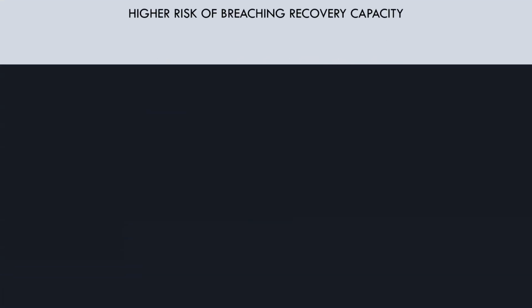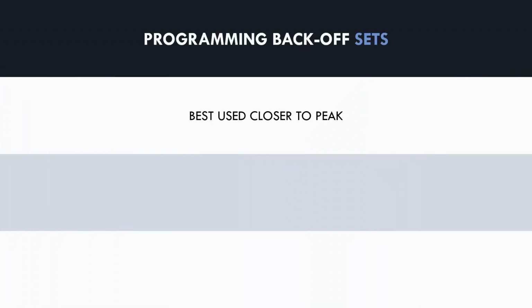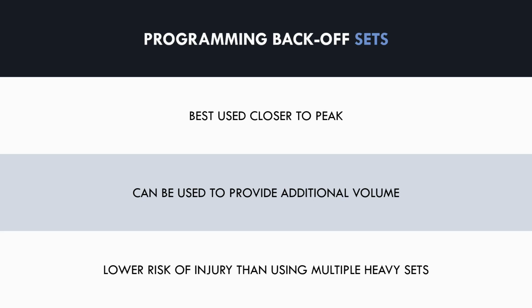So how can back offsets be practically implemented into a training program? Back offsets are generally best to use closer to when an athlete wants to peak for their max strength. This is because heavier loads will be used at this time, which is where we run into the issue of achieving enough volume. So in this case, back offsets can be used to provide additional volume to maintain muscle mass or potentially continue growing muscle mass during a peaking period. This will allow the volume needed without significantly increasing injury risk or breaching systemic recovery capacity.